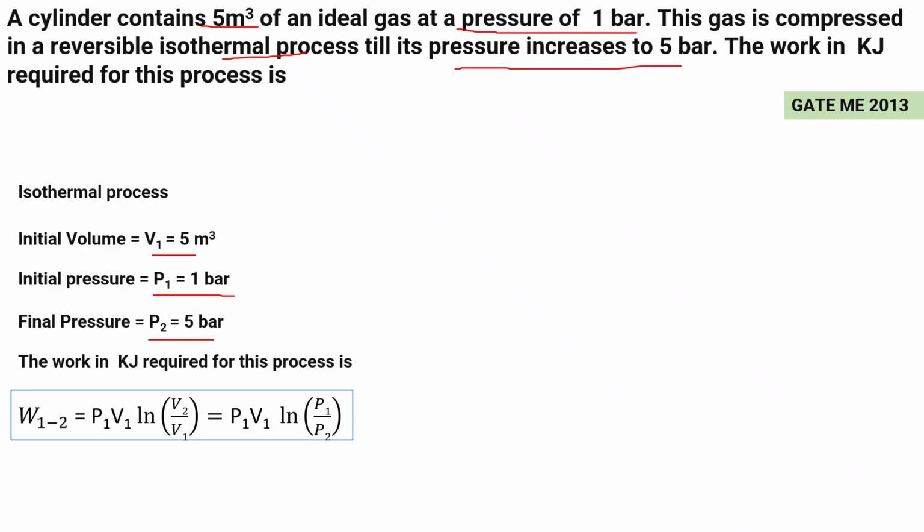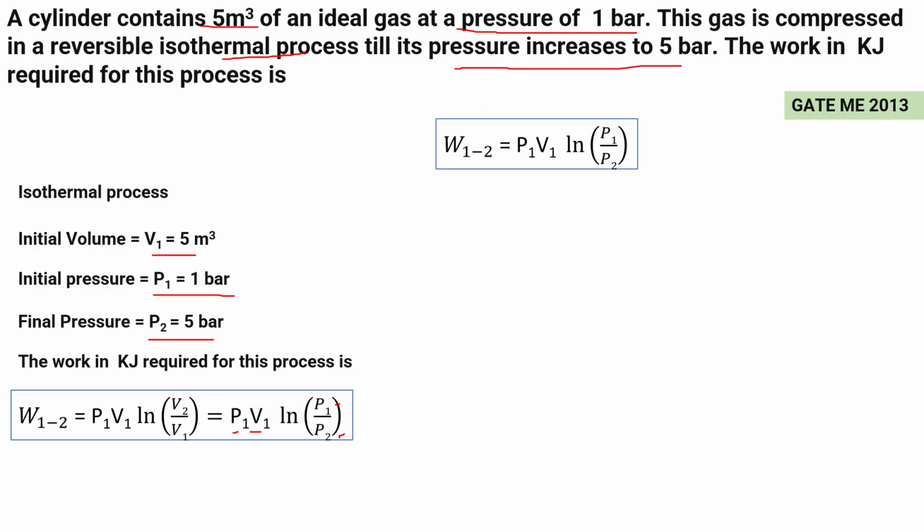Then we have to determine the work done during the isothermal process, and we know the equation for the work done in the isothermal process, that is P1 V1 into ln V2 by V1 equal to P1 V1 ln P1 by P2. So among these two equations we will use W12 equal to P1 V1 ln P1 by P2, because in the data it is given P1, V1 and P2.